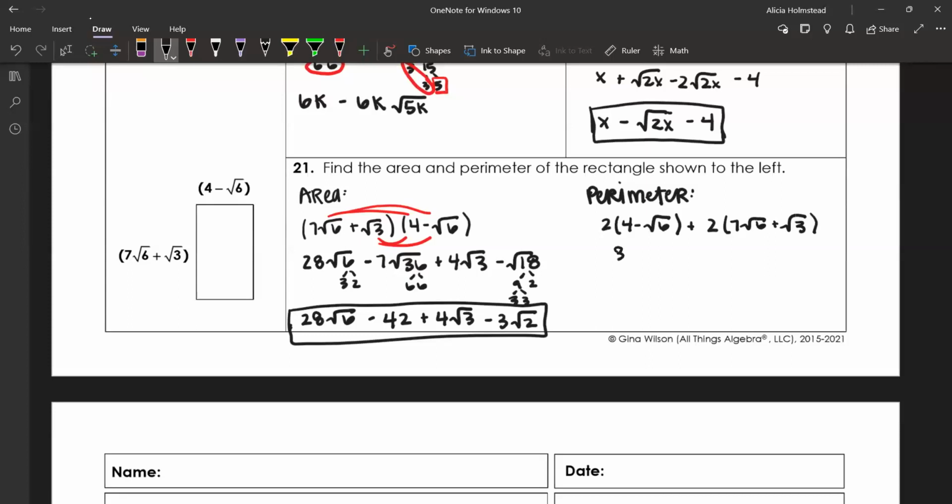If we distribute, we get 8 minus 2 square root 6 plus 14 square root 6 plus 2 square root 3. Remember, outside with outsides, inside with insides. We have some like radicals here, so we can combine these middle two since they're both square root of 6. 14 minus 2 is 12. And then the 2 on the ends don't change. So that right there would be our perimeter.